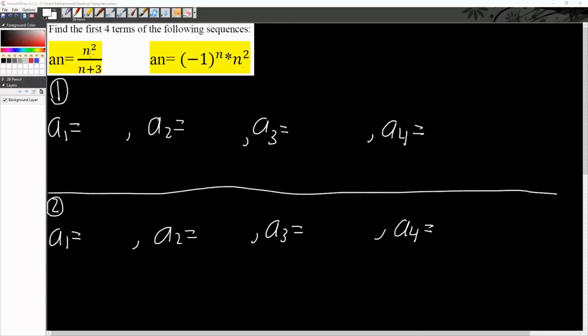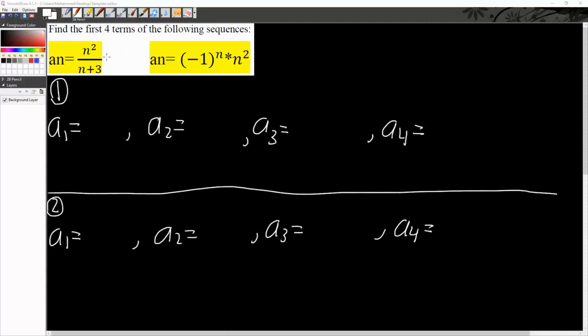Okay, in this question we want to find the first four terms of the following sequence. We have a_n equals n squared divided by n plus 3, and also a_n equals negative 1 raised to n times n squared. And this is our first question. So we want to find the first four terms.